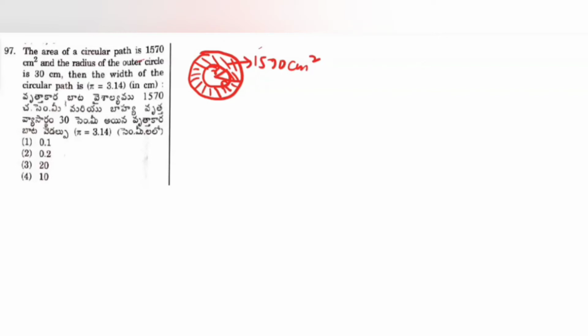So now let us write the formula for the area of a circular path. The area of a circular path is given by the formula pi into capital R square minus small r square. Actually it is the area between two circles. The outer circle area is pi R square, the inner circle area is pi small r square. So the difference of those two areas is pi into R square minus r square.